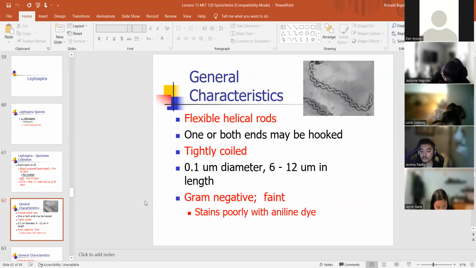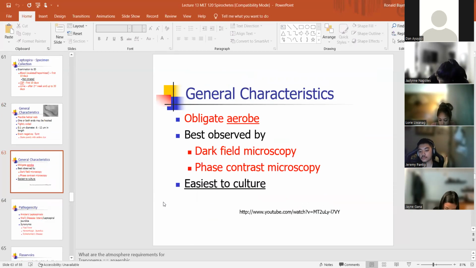Okay, this organism, Leptospira, is flexible helical rods, tightly coiled. These are gram-negative. Again, you're not going to see these gram-negative too often because they're very faint and it stains poorly, okay, with aniline dye. This organism is an obligate aerobe, and you see it best with Darkfield microscopy, and I explained Darkfield microscopy already, or phase contrast microscopy, which is similar. And this is one of the easiest to culture.